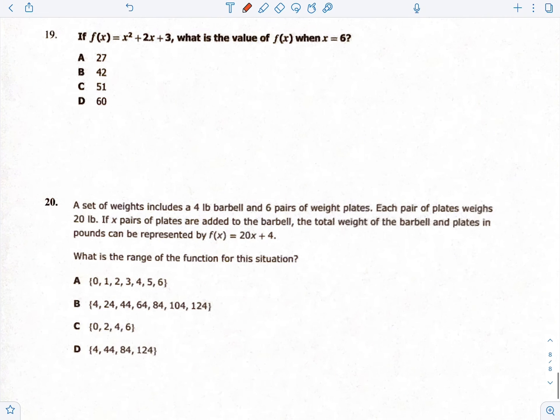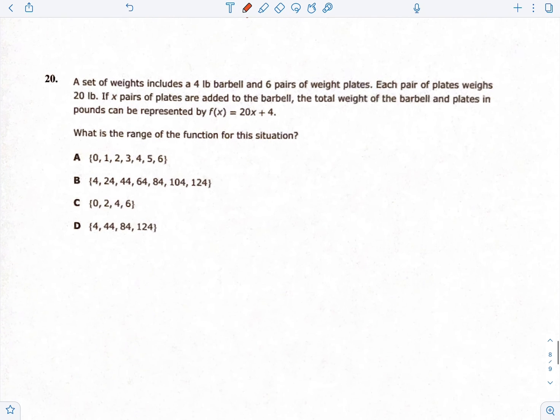Almost done. It says if f of x equals x squared plus 2x plus 3, what is the value of f of x when x is 6? So basically for x, plug in 6 wherever we see x. So that becomes 6 squared plus 2 times 6 plus 3. Plug that in your calculator. Remember, it'll be your best friend. So that's 36 plus 12 plus 3. So that's 48 plus 3, which is 51. All right.